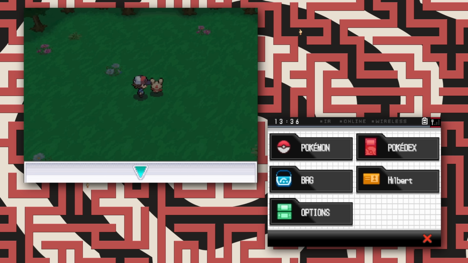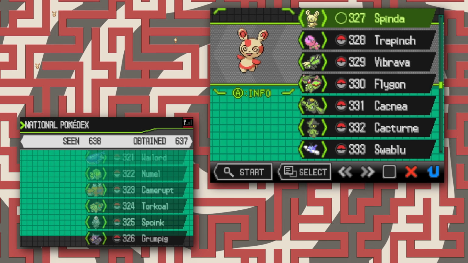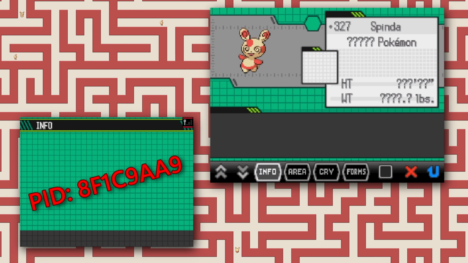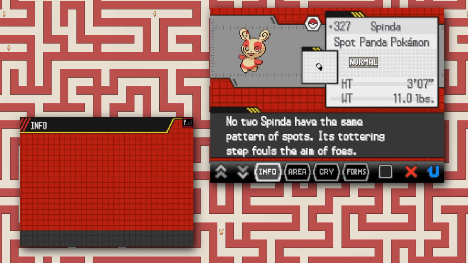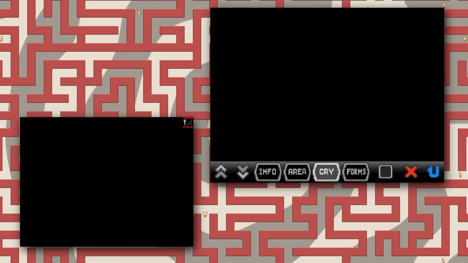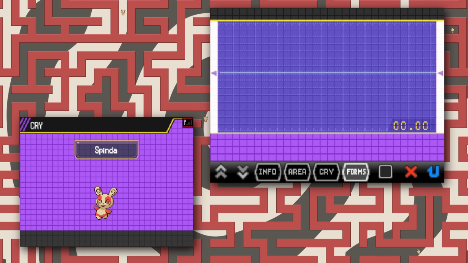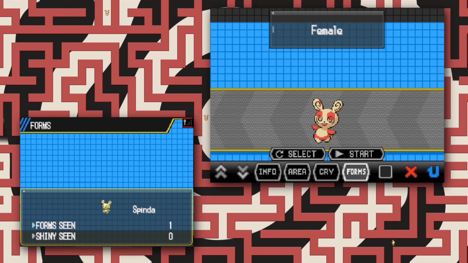For any Spinda seen or obtained in Black and White, the Dex only registers this form. Yep, just this one. The sequels, on the other hand, actually fix this and register the first Spinda seen, or in most cases obtained, as the pattern in the Dex.